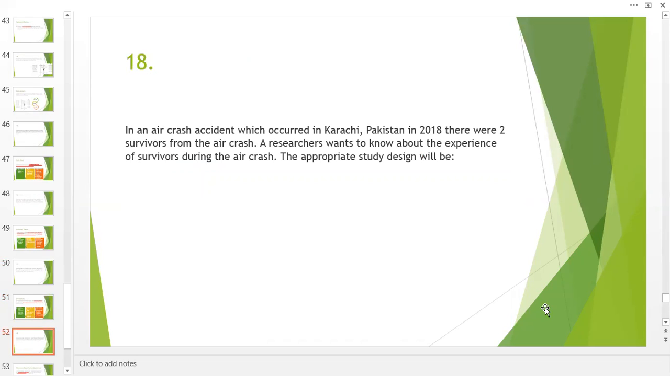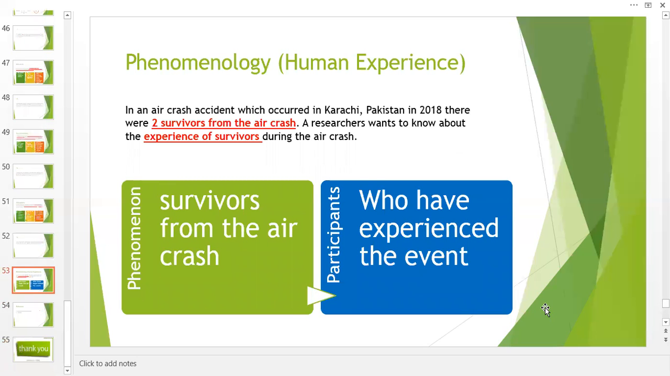This is the last scenario. In an air crash accident which occurred in Karachi, Pakistan in 2018, there were 2 survivors from the air crash. A researcher wants to know about the experience of survivors during the air crash. The appropriate study design is, this is also a qualitative study, phenomenology, because in phenomenology, it's about the essence of human experience, the humans who have shared a rare experience or a certain experience. We write about them, about the experience during the event.